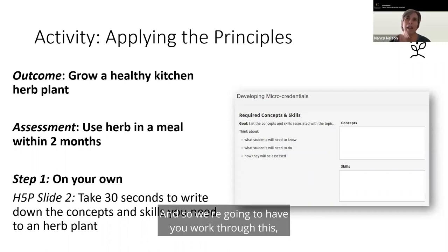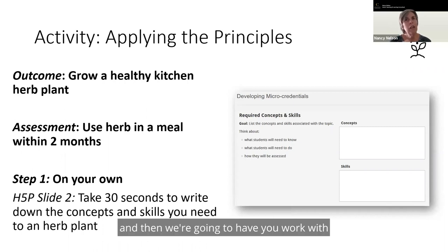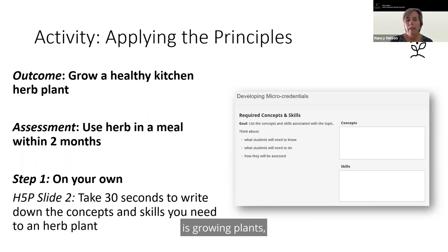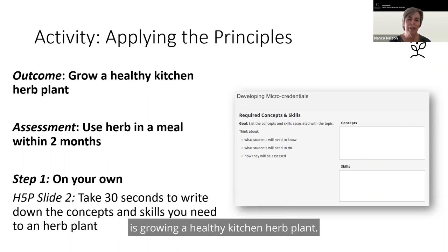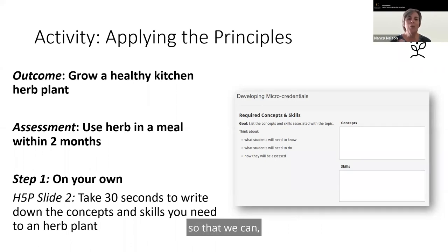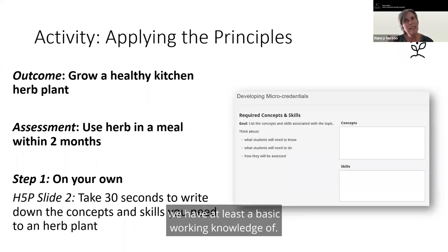And so we're going to have you work through this, starting individually, and then we're going to have you work with a couple of colleagues. And the outcome for this particular micro-credential that we're talking about is growing plants or botany, whatever level you would like to choose. The outcome we're going to have you focus on is growing a healthy kitchen herb plant. And we've tried to choose something that most of us can relate to so that we have at least a basic working knowledge of, and so we can use that.